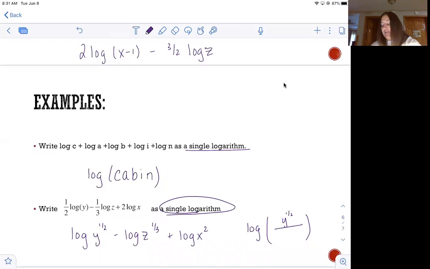The next one is negative. So we have z to the 1/3. I'm going to put that on the bottom. Again, that would be to the 1/3 power or the cube root, either way. And then our last piece, our x squared, is positive. So we're going to put that on the top.